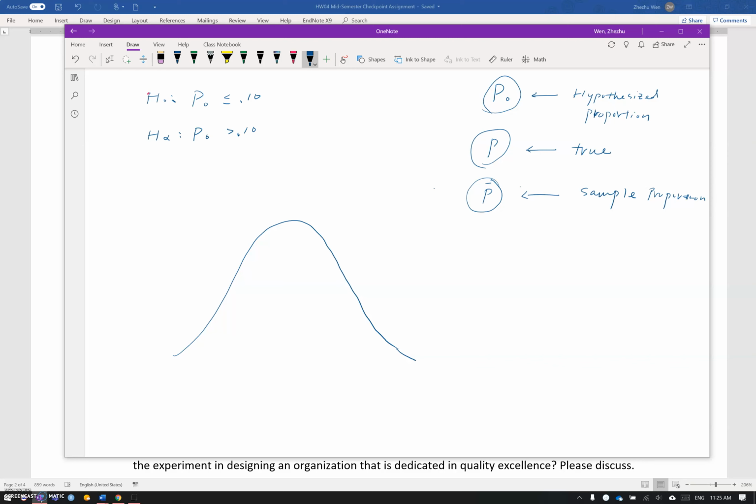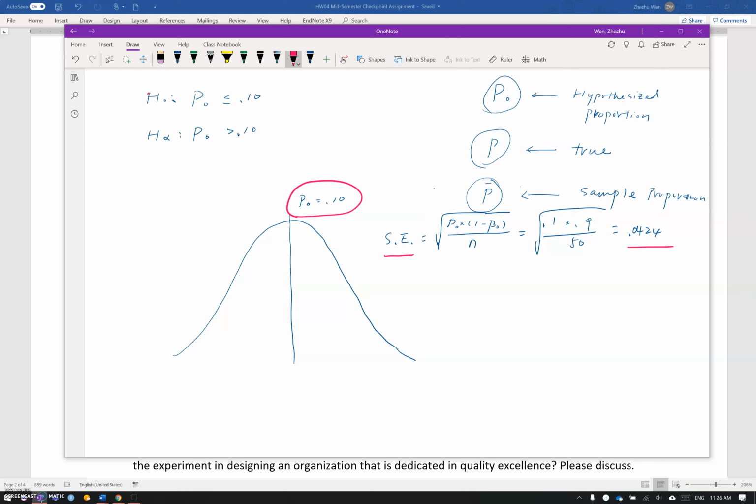So whenever we use the sample outcome to determine the true proportion, we are utilizing the sampling distribution of the sample proportion. This sampling distribution has an average equal to 10%. And for the standard error, as you've done before, we have the square root of P0 times 1 minus P0, over n. In our case, it was the square root of 0.1 times 0.9 over 50, which is 0.0424. This distribution has a hypothesized average of 10% and a standard error of 0.0424.